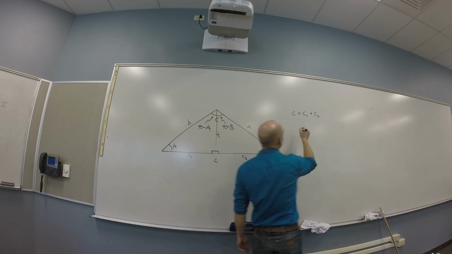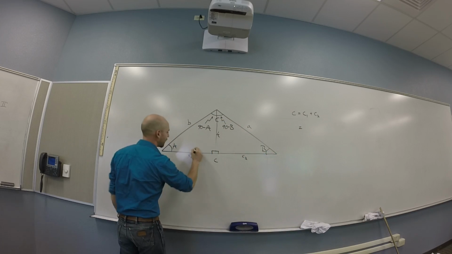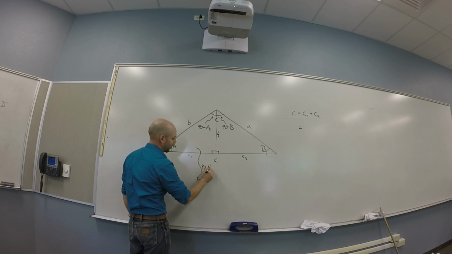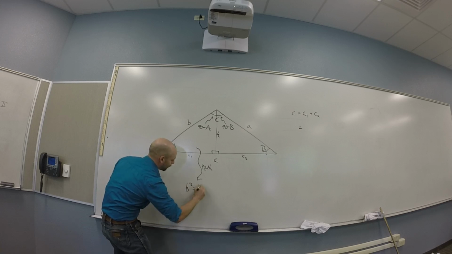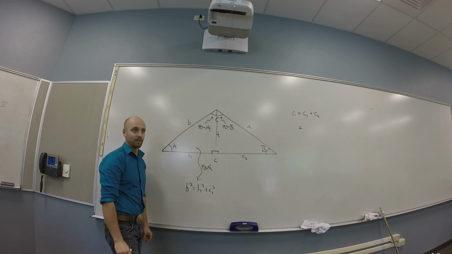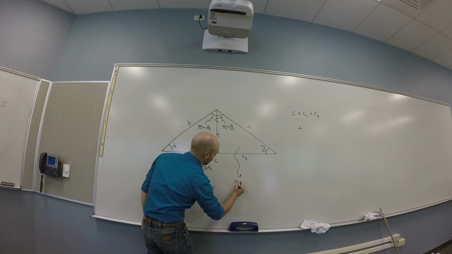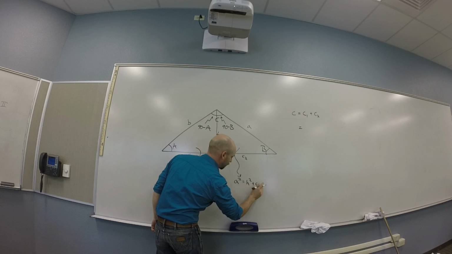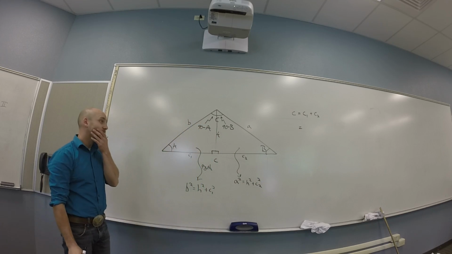You know that h squared plus c1 squared equals b squared. So if I take this triangle and apply the Pythagorean theorem, I'll get b squared is h squared plus c1 squared. And then the same for the other triangle, so this would tell me that a squared is h squared plus c2 squared. Okay, cool, good.